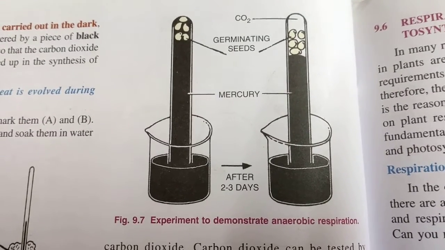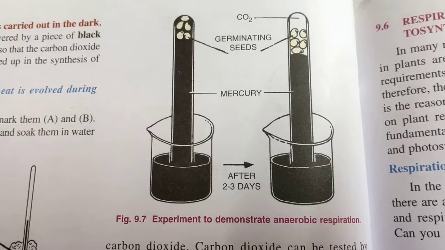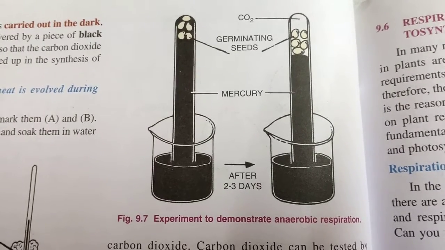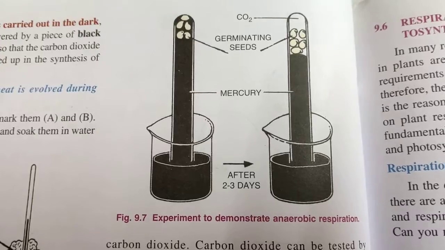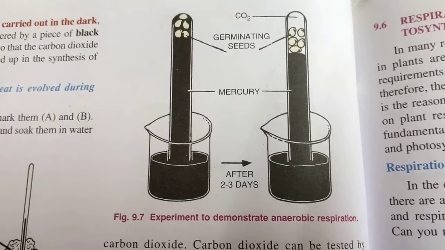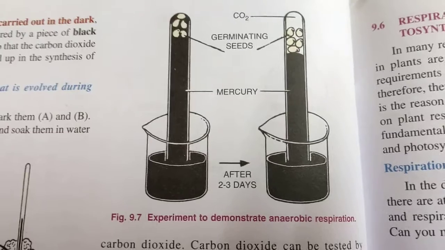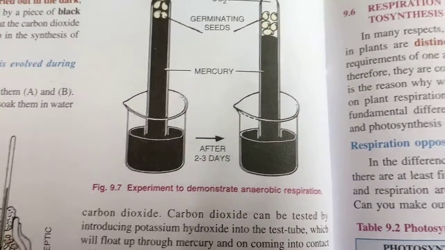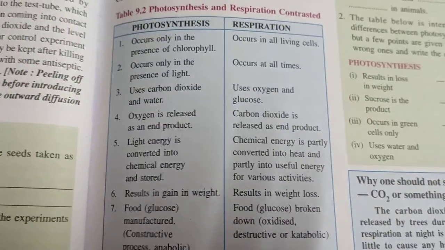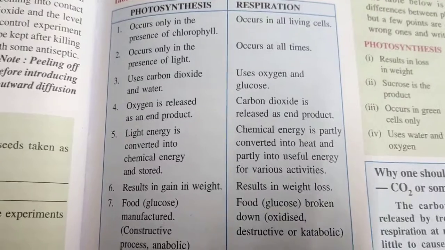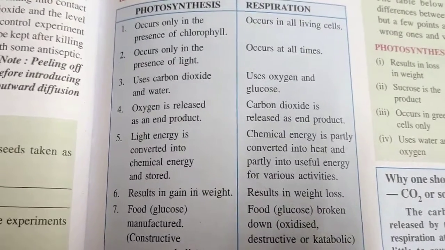So, because CO2 is displacing the mercury, it was going down. Again, if we introduce KOH, it will absorb all the CO2 and again it will rise. So, that will prove that the gas is nothing but CO2. Clear? All the diagrams for the experiments are very, very important, right? Next, you come to this table, very important difference between photosynthesis and respiration. At least 6 points. Clear?